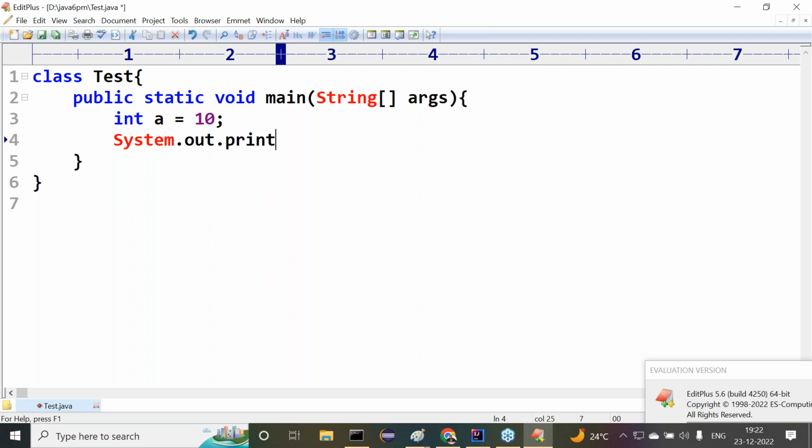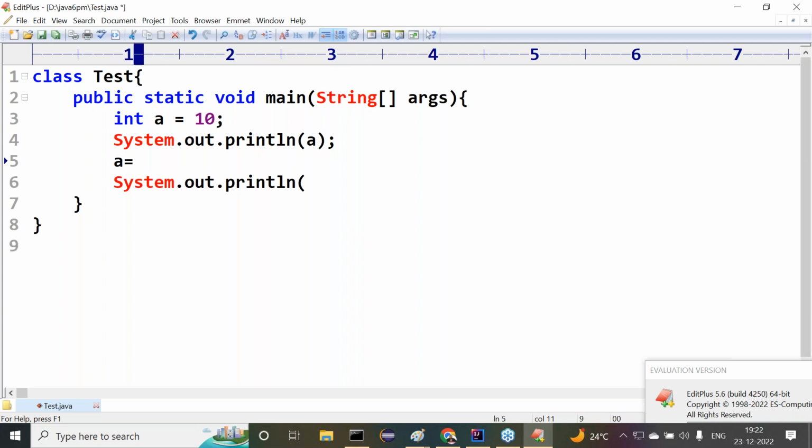System.out.println of a value. System.out.println of a. No, before that, a += 2, then System.out.println of a.